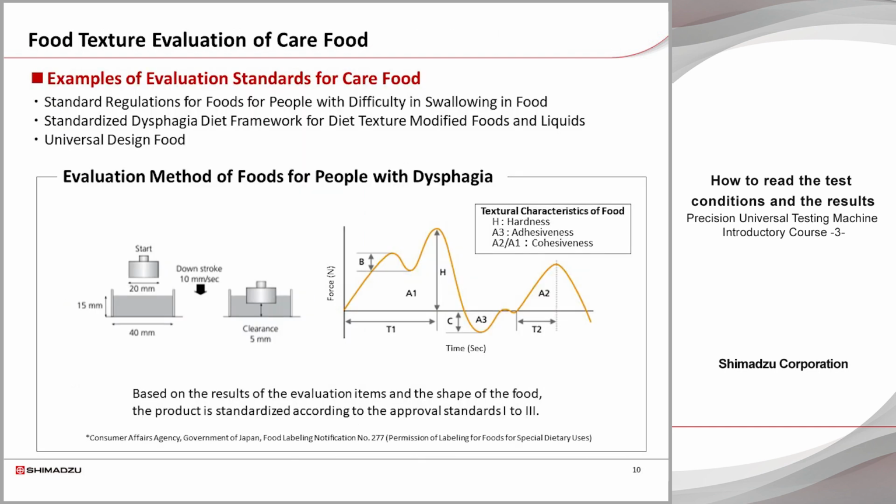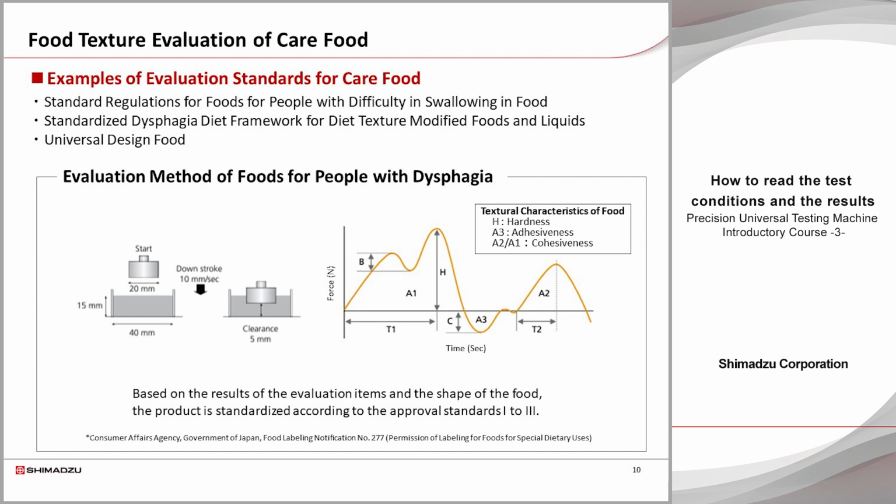Finally, tests to evaluate the texture of foods are presented. Here a texture test of care food is shown. The evaluation of the texture of care food is very important because the safety of food depends on the ease with which it can be eaten and swallowed. For this reason, there are several evaluation standards for nursing care food. In this section, we present an example of the test according to the test method for food for people with swallowing difficulties, which is one of these standards.